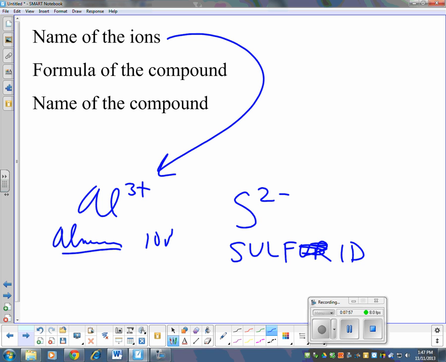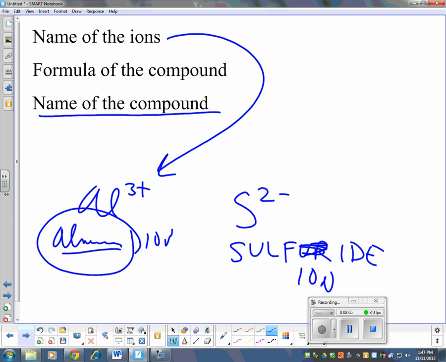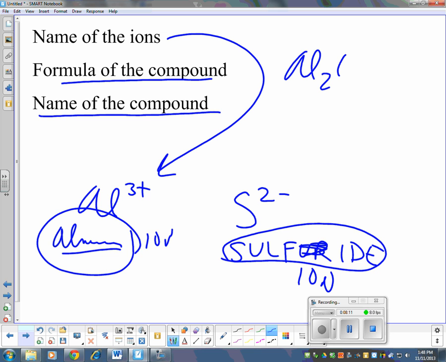Then the second thing they ask me is to name the compound. It's just going to be aluminum sulfide. Finally, the formula of the compound we already figured out because we already crisscrossed it: Al2S3. Use the crisscross method. It's the best way to do these.